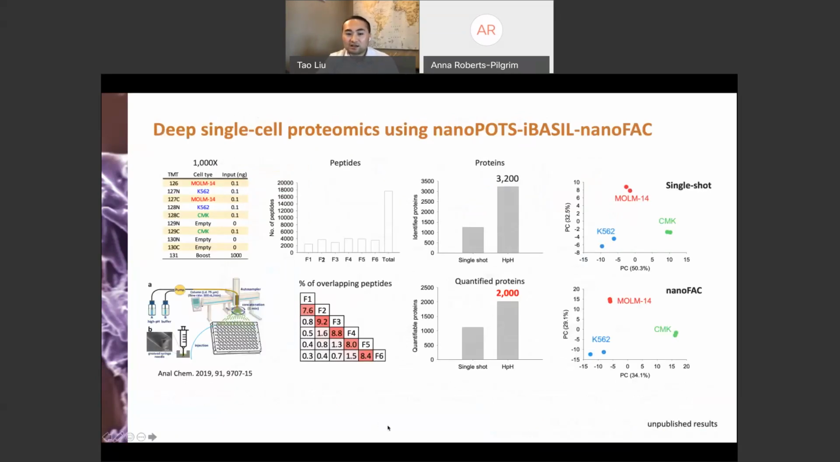And here, I just wanted to show there's also another way to improve the overall detection, which is fractionation, using nanoscale fractionation. We have this nice system developed, which we call nano-level fractionation, or nano-FAC. When you compare it, we were able to increase the protein identification further to over 3,000 and still quantify 2,000 of them, while maintaining at least the same level of quantification.